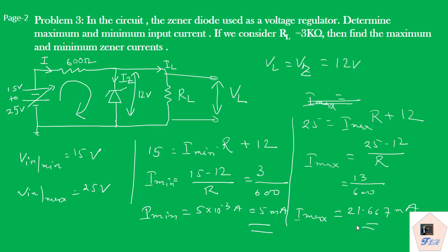Now the second part of this problem is saying that RL is now 3 kilo ohms. So previously this RL value was not given, and we were only concentrating to find the input current. Now RL is given. Since RL is given, the output voltage VL, which is 12 volt, is a fixed one, it is not changing. That is the concept of Zener voltage regulator. This is not changing. So that means the current through RL, which is IL, shall also not change.